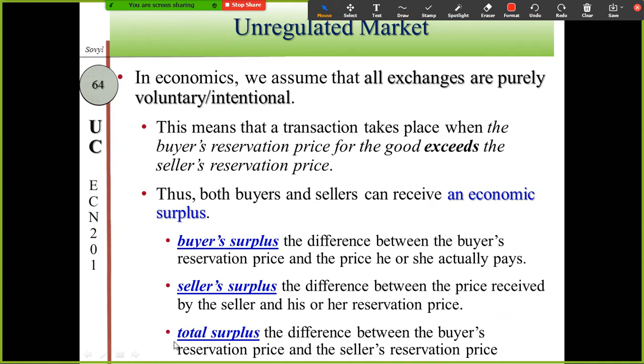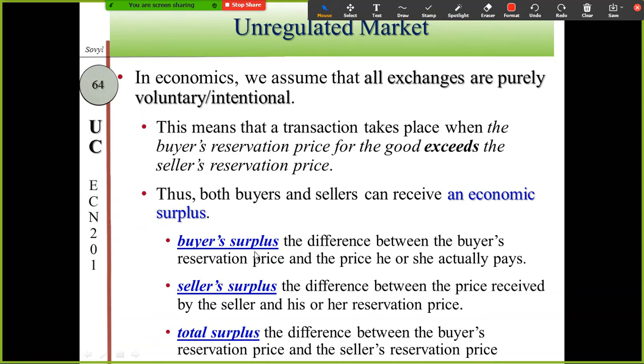Total surplus, or total market surplus: you can take buyer surplus plus seller surplus, and this is the total market surplus. Or you can find the difference between the buyer reservation price and the seller reservation price. So what does surplus mean? Maybe go back to chapter 1. Economic surplus is the difference between economic revenue and economic cost. Remember that from chapter 1.